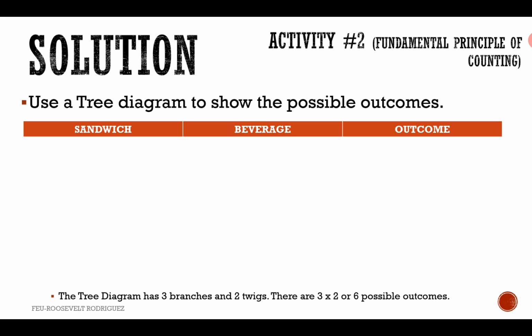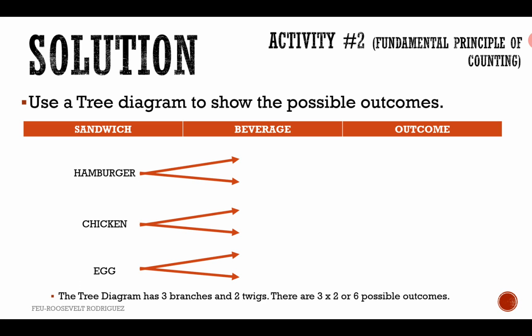show the possible outcomes. So for our sandwich, we have three set of flavors. We have hamburger, chicken, and egg. Okay? And then for our drink, we have two. We have coffee or juice. So possible, for example, let's say we have this hamburger and a coffee. So iba naman, mas prefer nila yung chicken and coffee. Possible din na egg and juice. So we have this different set of combinations.